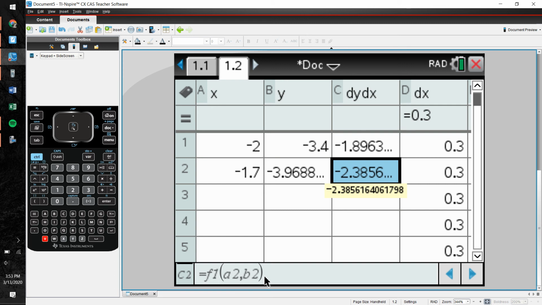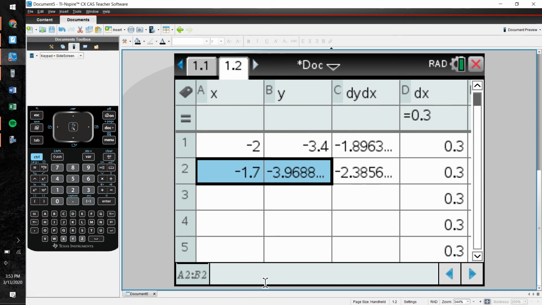Now remember, guys, I'm doing that on a computer keyboard, so I hold down Control as I hit C and V. But for you guys on your calculator, it's a one-finger operation. You hit Control and let it go, C and let it go to copy, then go down, Control and let it go, V and let it go to paste. And what we have right here, everybody, negative 1.7, negative 3.969, if we were rounding, that is our second ordered pair.